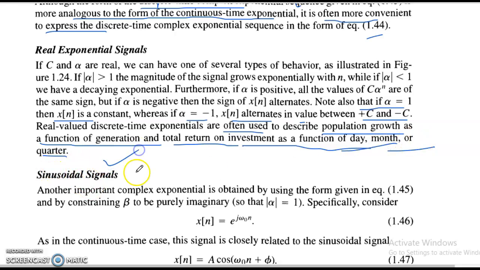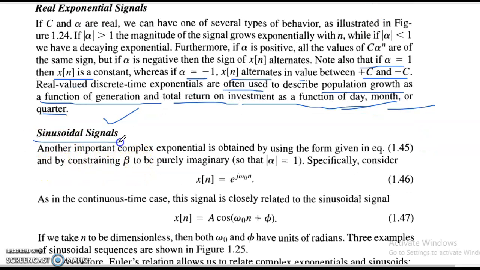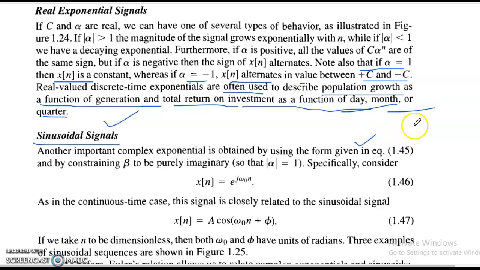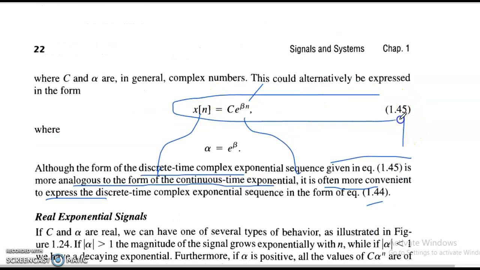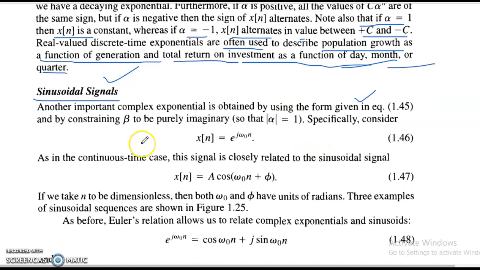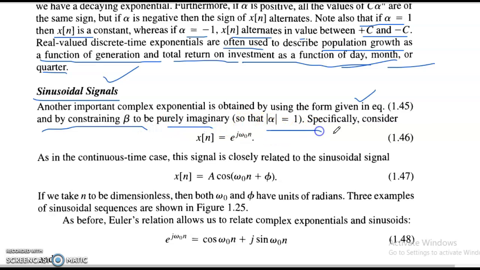Sinusoidal signals. Another important complex exponential is obtained by using the form of equation 1.45 and constraining beta to be purely imaginary, so that the magnitude of alpha is equal to 1.